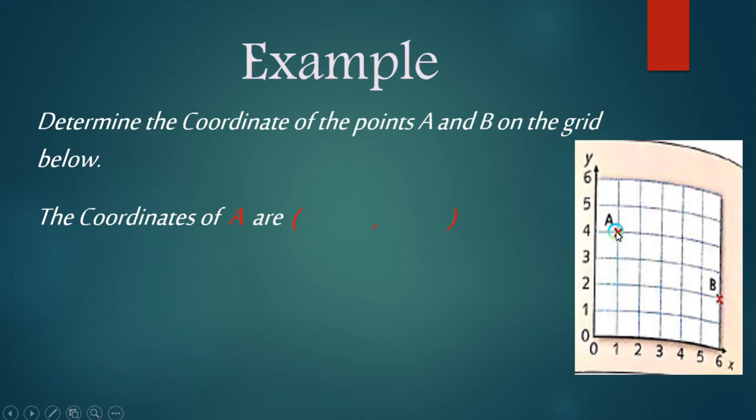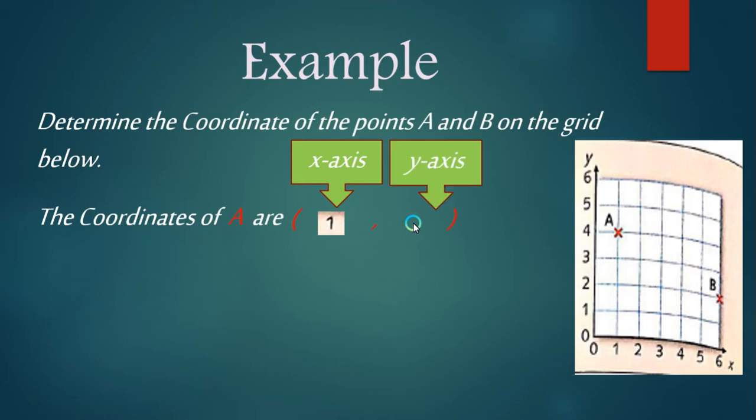I start from this point A and I go down to the x-axis. If I project the point A to the x-axis, I will find 1. So I will follow the x-axis and write 1. For the second space, I have to write the y-axis. So always I start from my point and go to the y-axis. This is 4.